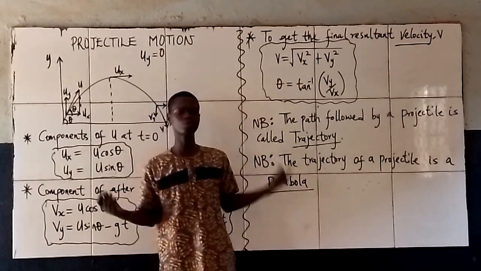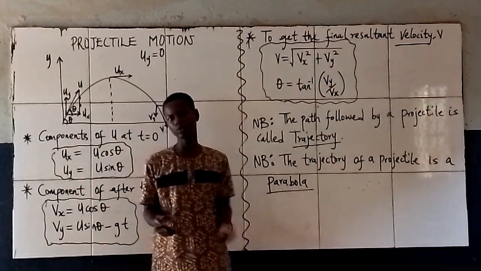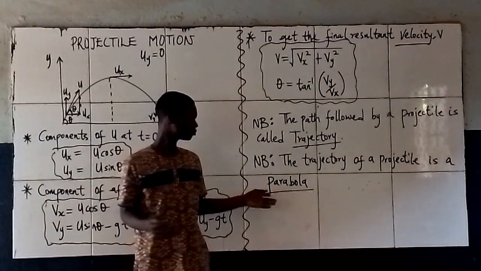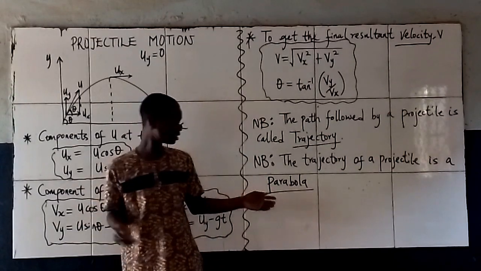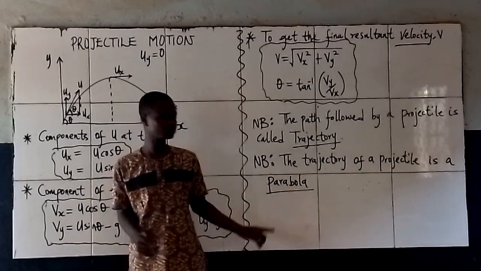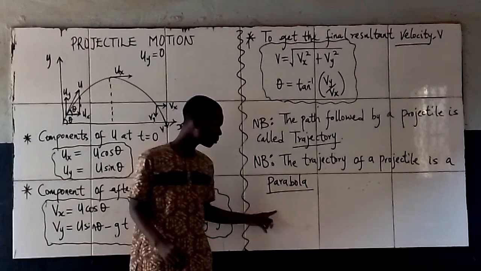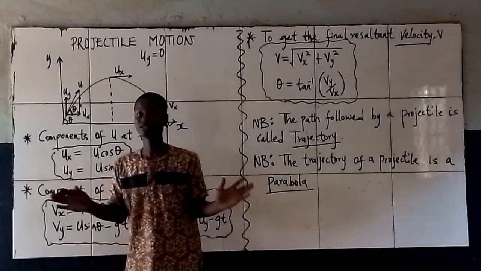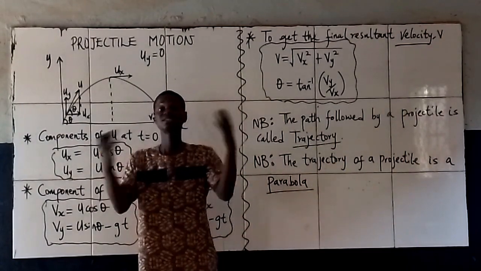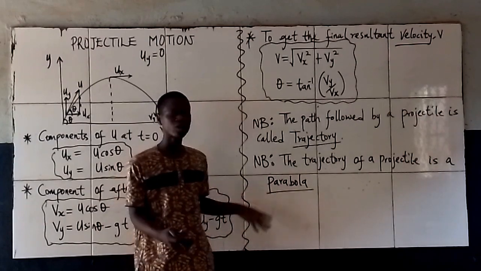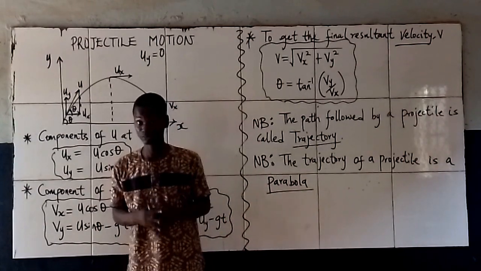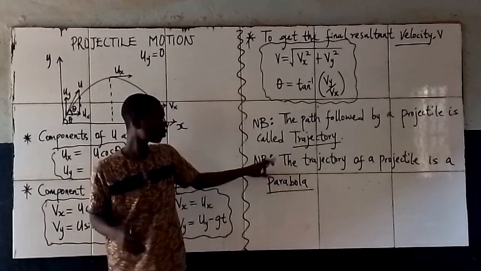So they can put it in this form. The trajectory of a projectile is dash. Is it circular? Is it elliptical? Is it parabolic? It depends, but just know it's either parabola or you say parabolic. It's parabolic, or you say it is a parabola. Parabola, parabolic, they are referring to the same thing. So just know this for OBJ questions.